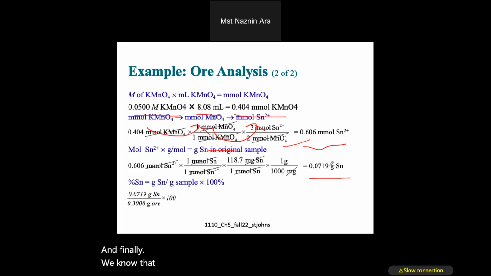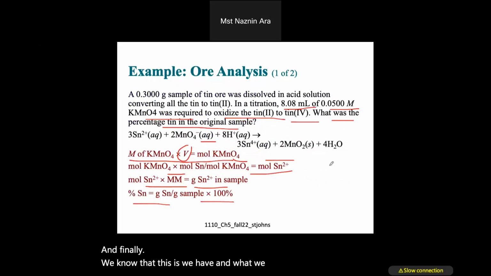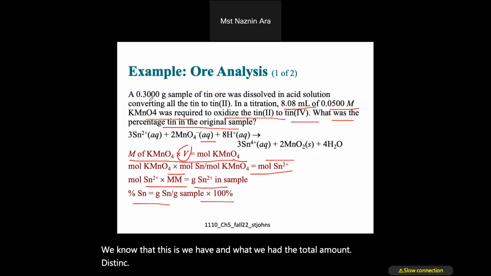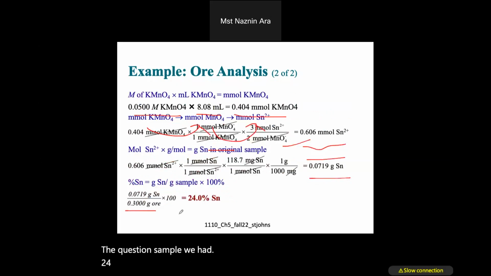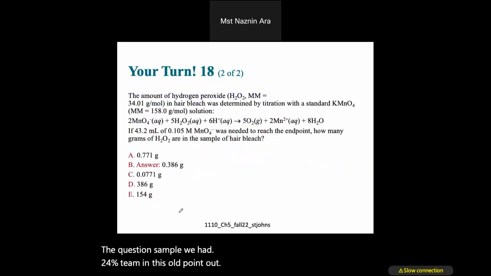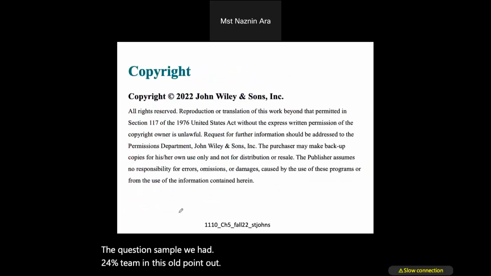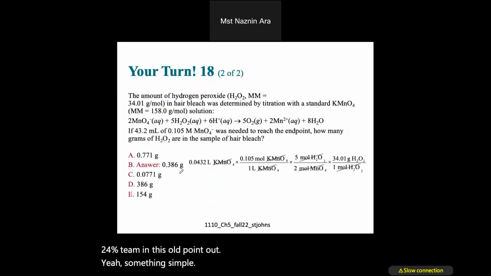There we go. We find 0.07, but we had 0.3 gram total of the mixture. So the percent of the sample is 24% tin in this ore. Here are some examples. So that's all. You guys can practice.